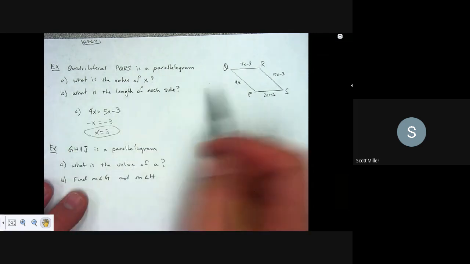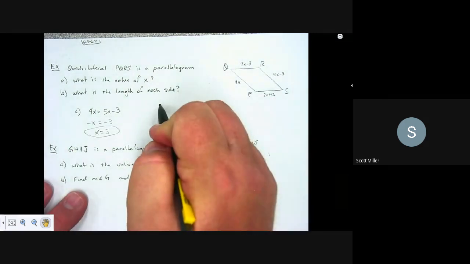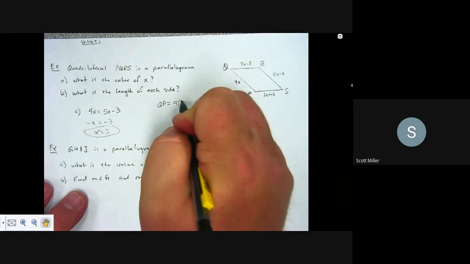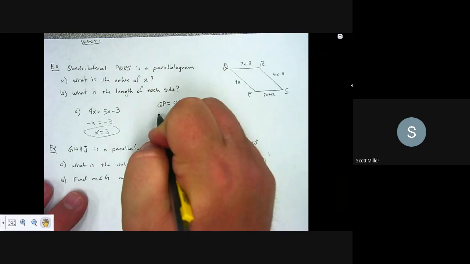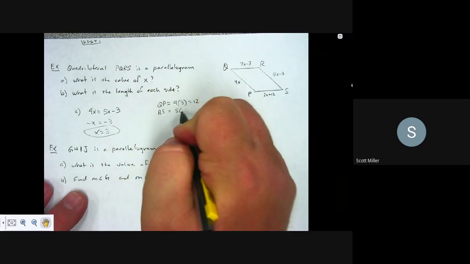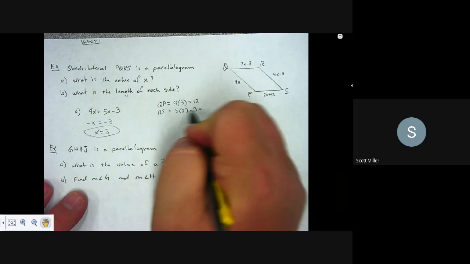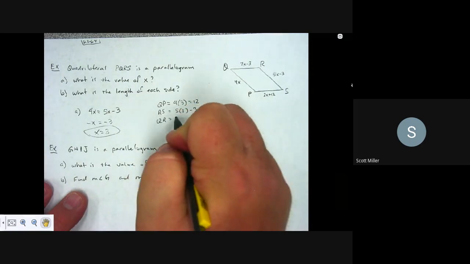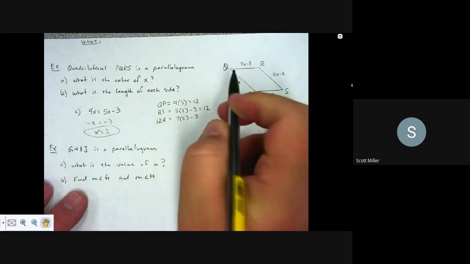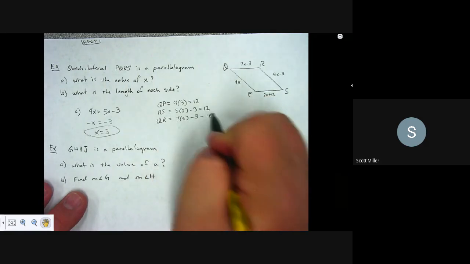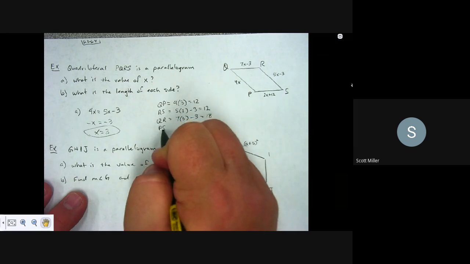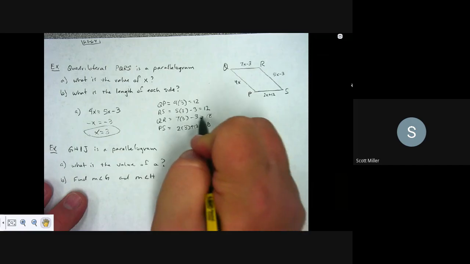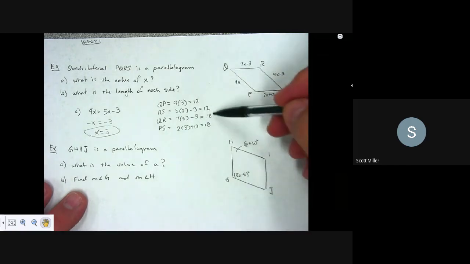And then the last one here is what is the length of each side? Okay, so then clearly what they want you to do then is go ahead and plug things in. So what is QP? Well, that is 4 times 3, which is 12. What is RS? 5 times 3 minus 3, 15 minus 3, 12. What is QR? 7 times 3 minus 3, which we already did, was 18. And we already did the last one here, but here it is on paper. And 2 times 3 plus 12 is 18. So what you should see when you get done doing this is that opposite sides are indeed the same length.